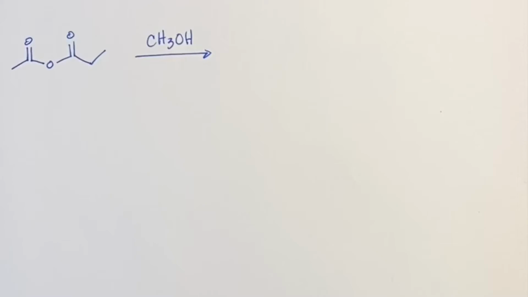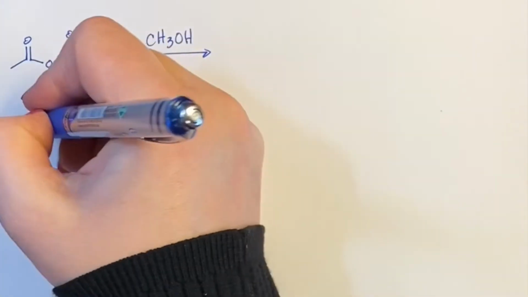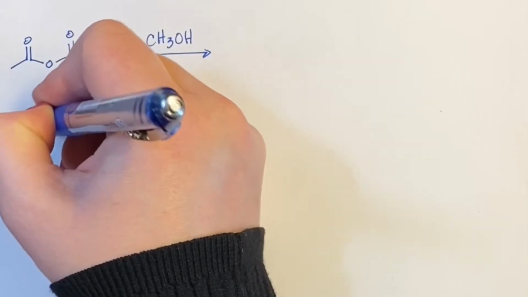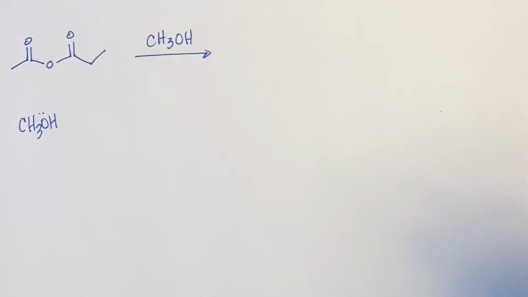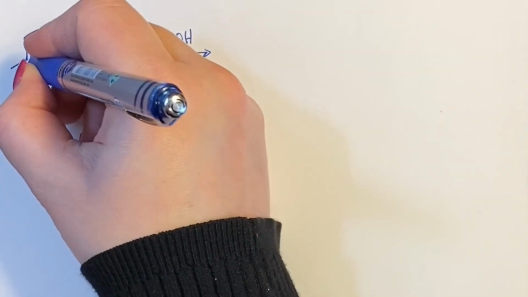In this second mechanism, we now have a mixed anhydride. That means that we have two carbonyls that could potentially be the electrophile and two carbonyl groups that could potentially be the leaving group. That's going to give us a total of 4 products out of this reaction. So if we start this mechanism, the first thing that can happen is that my molecule of methanol can attack this carbonyl on the left.